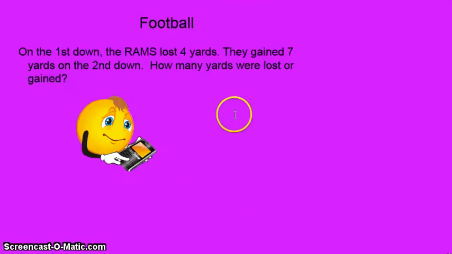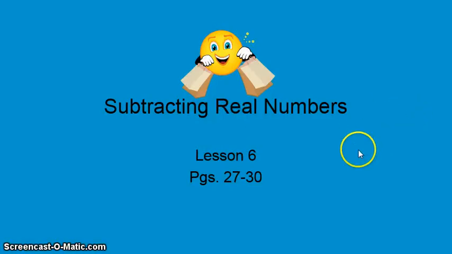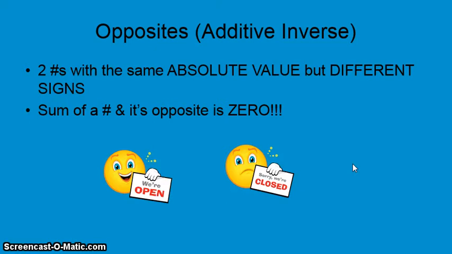All right, now let's move on to lesson 6, which is subtracting real numbers. Very similar to adding them. Opposite numbers, two numbers with the same absolute value but different signs are opposites, and they're also called the additive inverse. The sum of a number and its opposite will always be 0. Remember in that last lesson we did negative 7 and positive 7. Those are opposites or additive inverses, and their sum was 0.